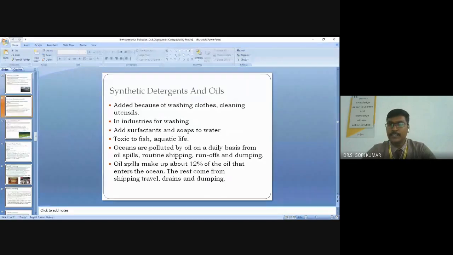And considering synthetic detergents and oils, these are the next components which pollute the water sources, and their usage should be reduced, such as washing clothes in and around river areas, usage of soaps, oil spilling, and dumping of municipal solid wastes. So these are the components which are causing water pollution.